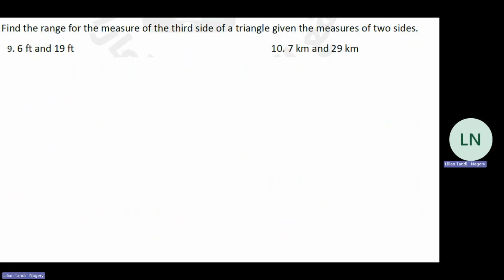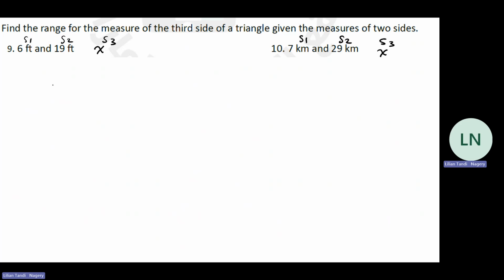Now we want to find the range for the measure of the third side of a triangle. Remember, a triangle has 3 sides. So this is side 1, this is side 2, and side 3. Now that I don't know side 3, I will put x. Okay, same thing here. Side 1, side 2, side 3. I don't have side 3, I will put x here.